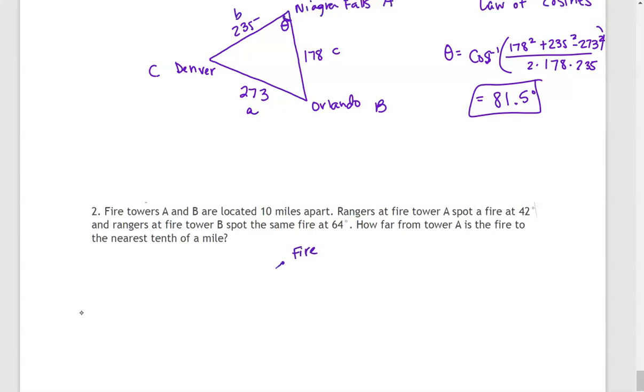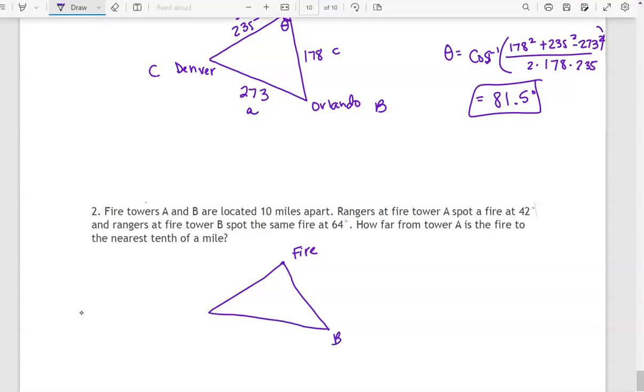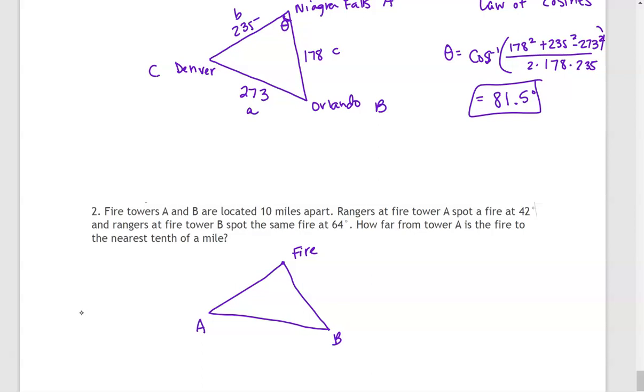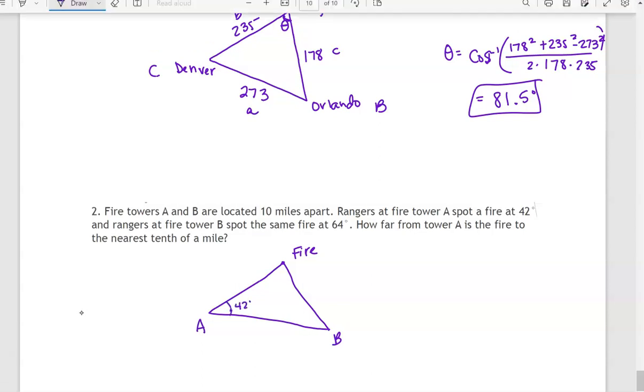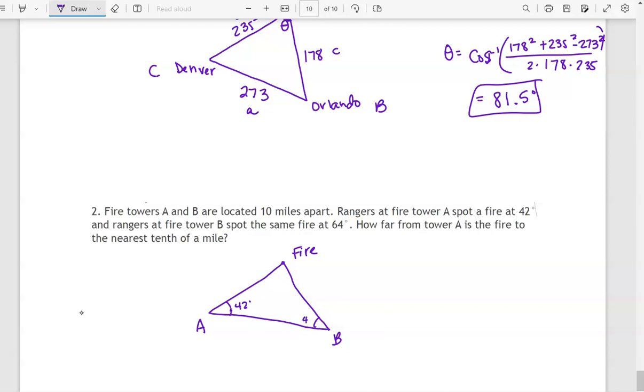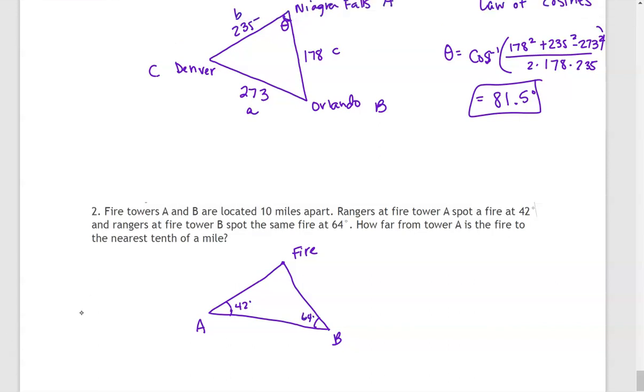And we have A and we have B. Probably should have made those a little closer together, but this one was 42 degrees and this one was 64 degrees. And we want to know how far away A is from the fire. And then we also had that they're 10 miles apart, so we know that's 10.